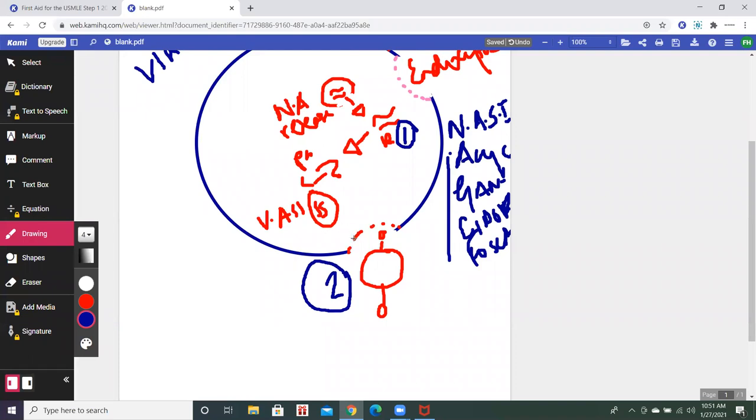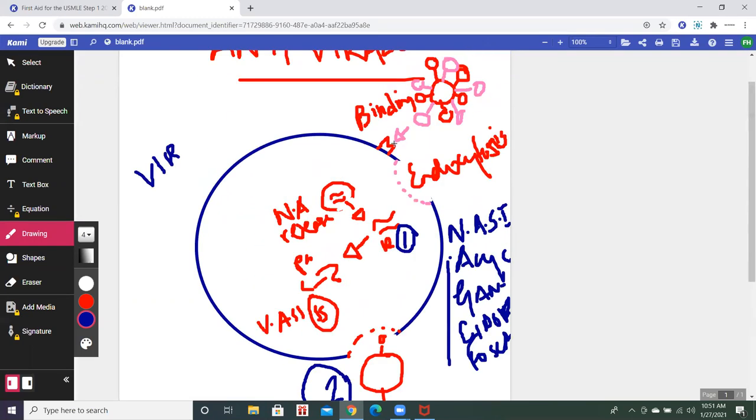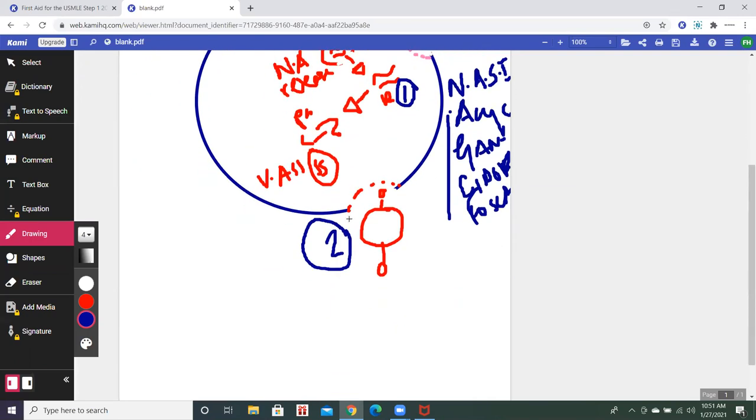Next one. So you target this one, and then you target this one. That is, you prevent the release of the new virus. If hemagglutinin is responsible for attaching to the surface receptor and entering the cell, then neuraminidase is responsible for exocytosis and release. So if you prevent neuraminidase, then you can prevent the release of the virus, and the new virus will not go and infect more human cells.